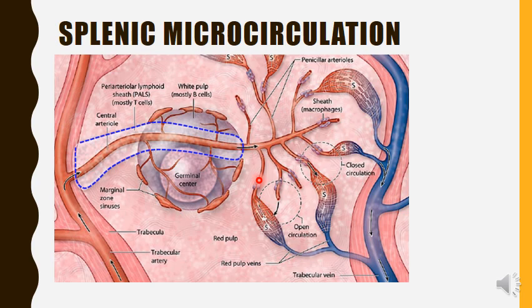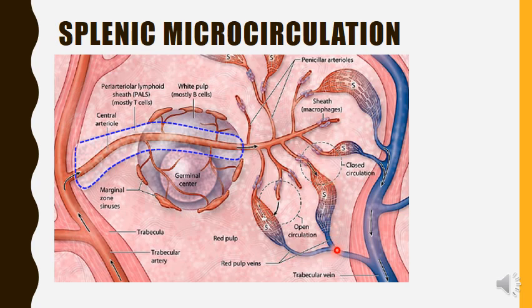So then coming to the splenic microcirculation. Here there are two schools of thought regarding the passage of blood between the arterioles and the splenic veins. One suggests a closed circulation from the arterioles and their terminal capillaries directly into the venous sinusoids. So from the penicillar arterioles into the capillaries, then into the venules, and then into the veins. So this is a closed circulation.